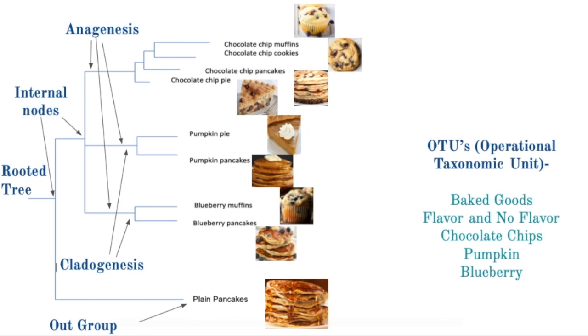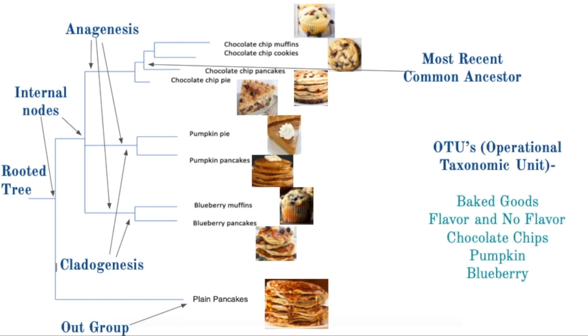And here we have our internal nodes. We only have two internal nodes on this phylogenetic tree. They represent where the tree is separating into two different groups, such as flavor and non-flavor, and then the three different flavors. The other nodes are external and represent individual species.